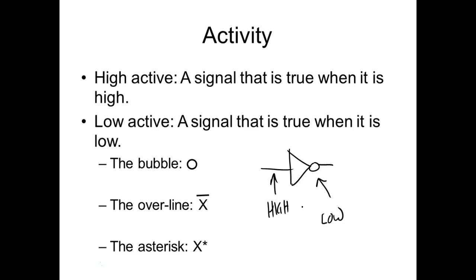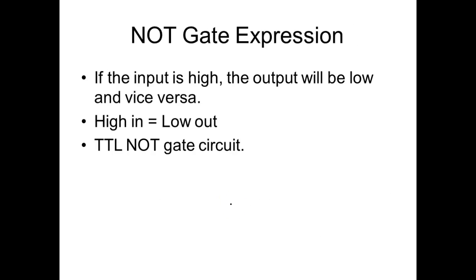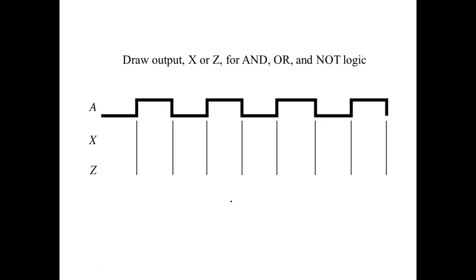So the bubble does not mean it's low all the time, just like not having the bubble doesn't mean it's high all the time. It shows you what it's looking for. You understand? So for this output right here to be true, the input has to be true. In Boolean equations, we'll use the bar to indicate low active. So what we're saying is I come over here and see this expression.